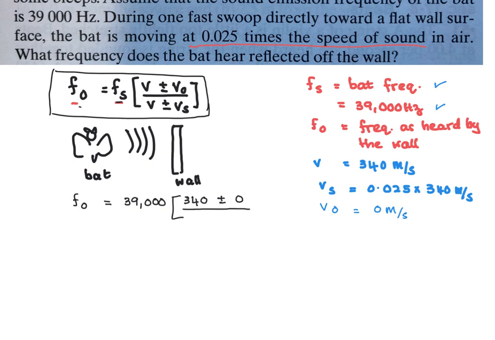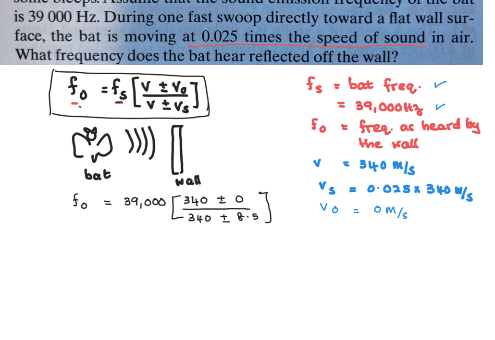Then down here we have 340 again, and plus or minus, and the source speed is 0.025 times 340. So I'm going to find it and then get back. I got it as 8.5, and that's what I have now.